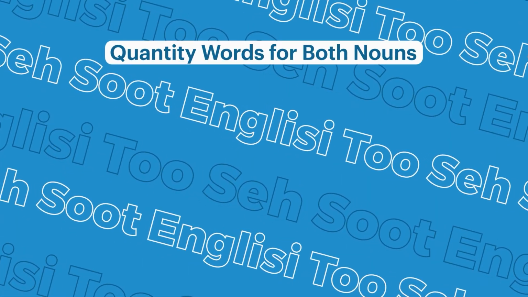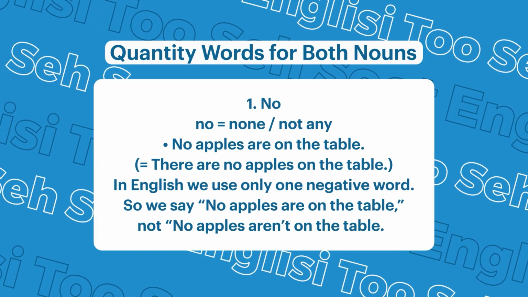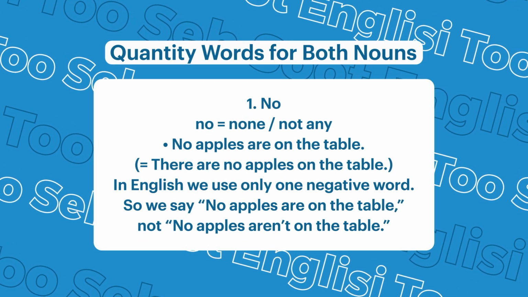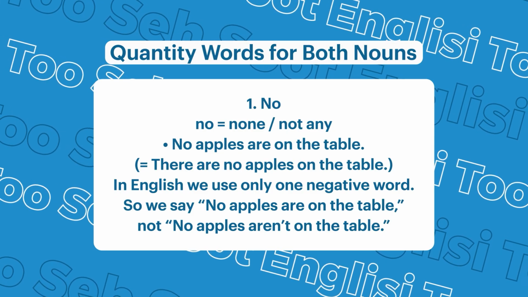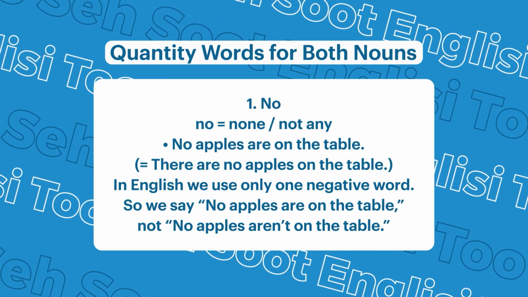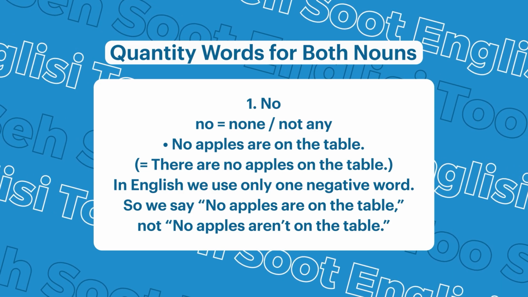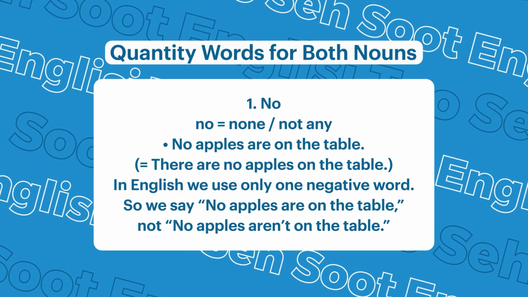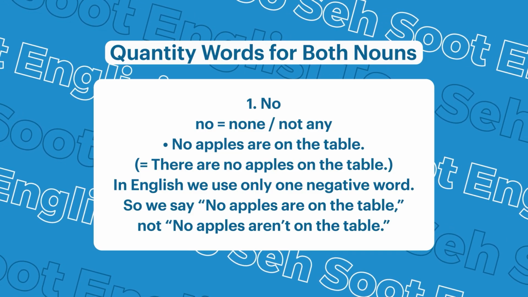Quantity words for both countable and uncountable nouns. Number 1 is no. No means none, not any. It means something is not there or nothing is there. For example, there are no apples on the table, or no apples are on the table. This means you won't find any apples if you look at the table.